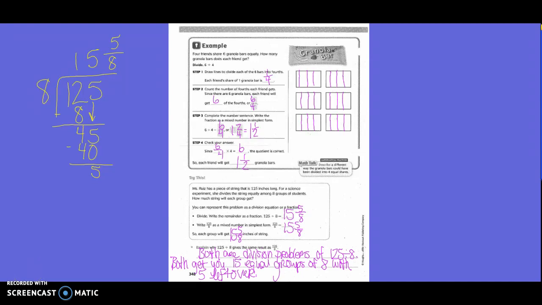Explain why 125 divided by 8 gives us the same result as 125 over 8. So both are division problems of 125 divided by 8. Both get you 8 equal groups of 15 with 5 left over.